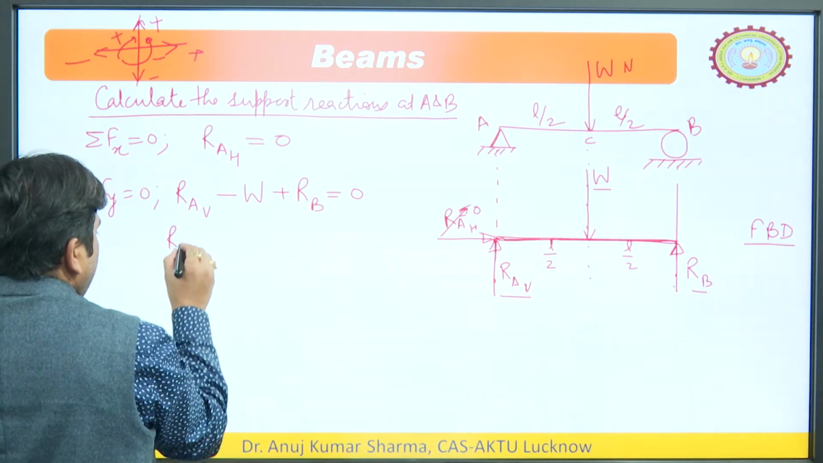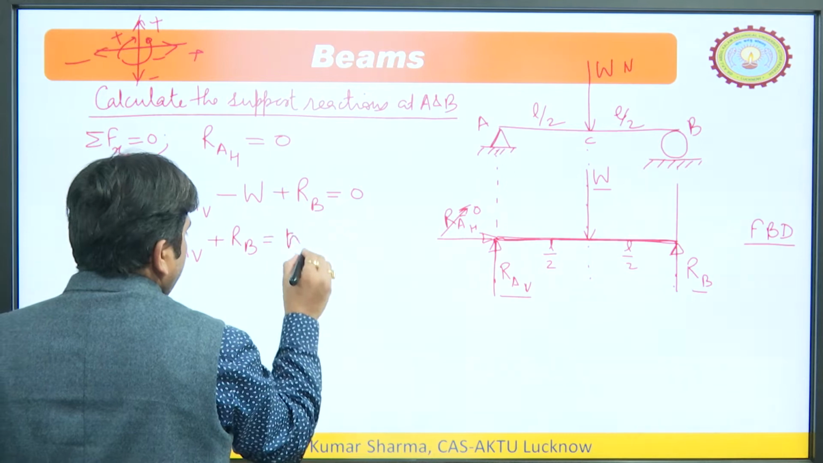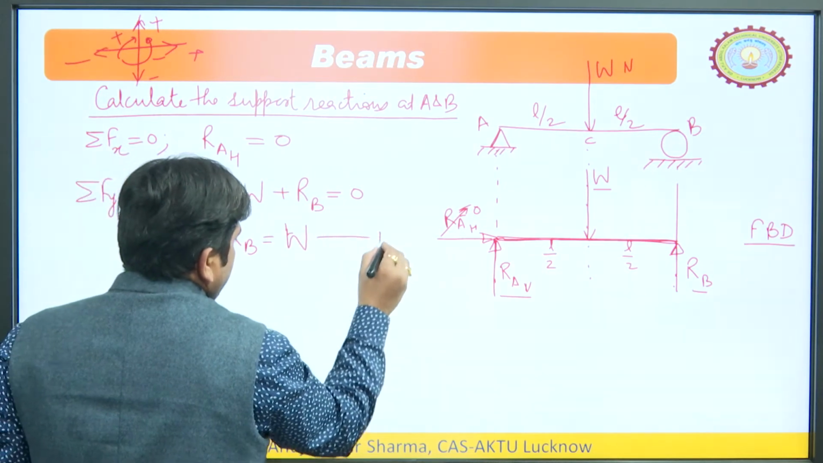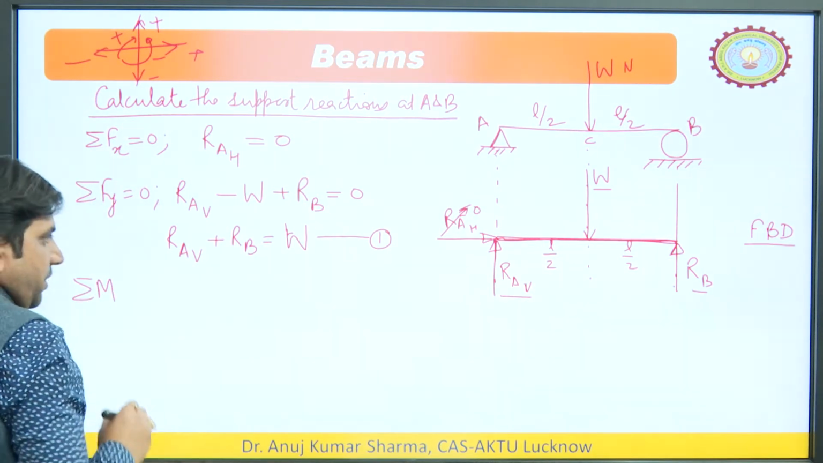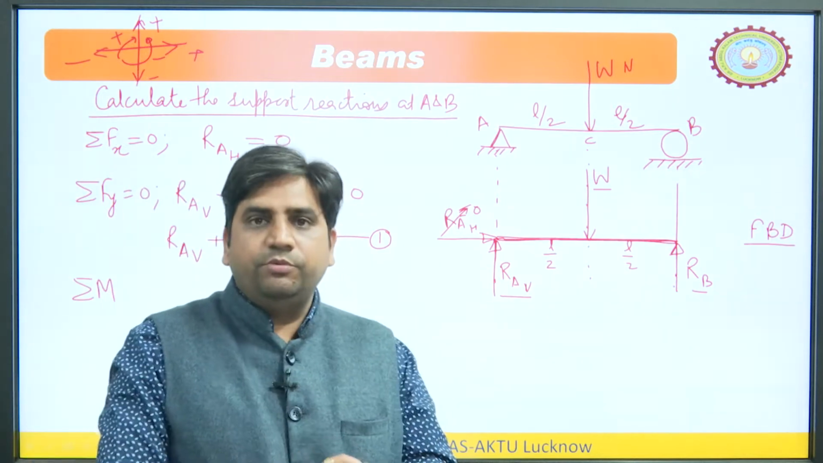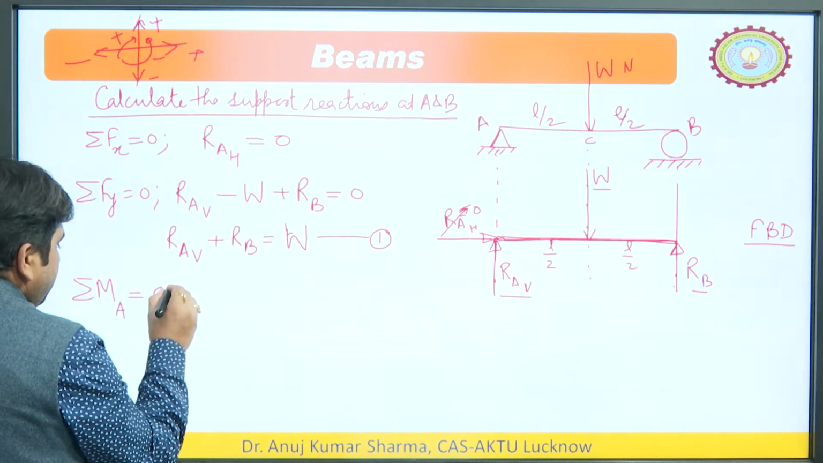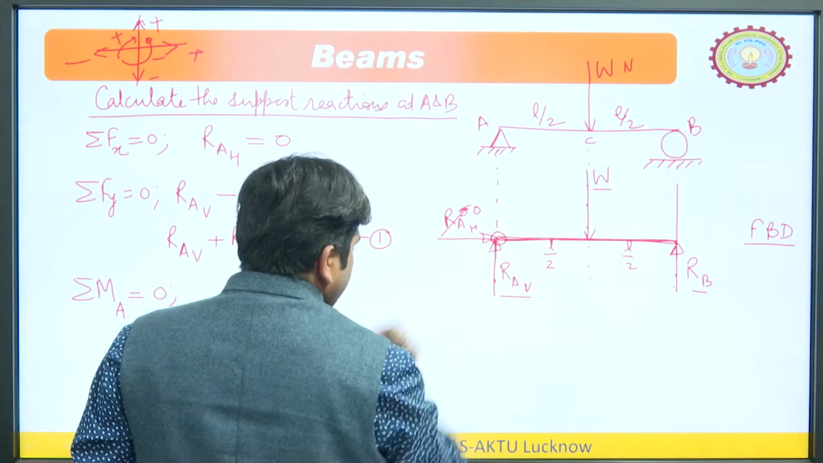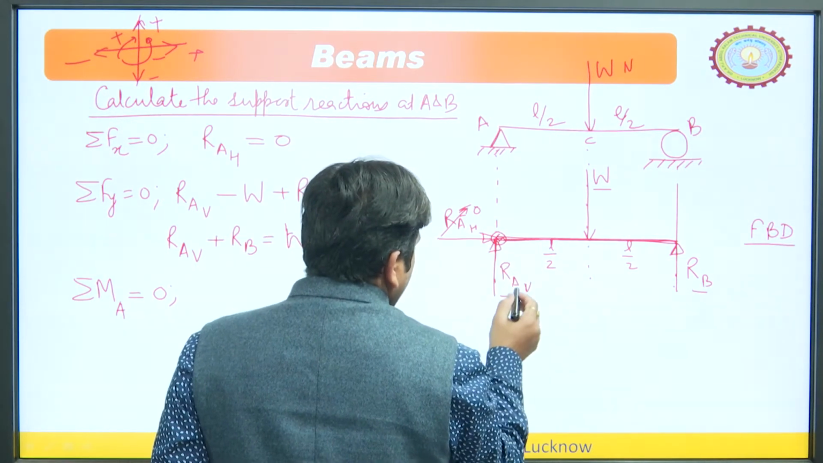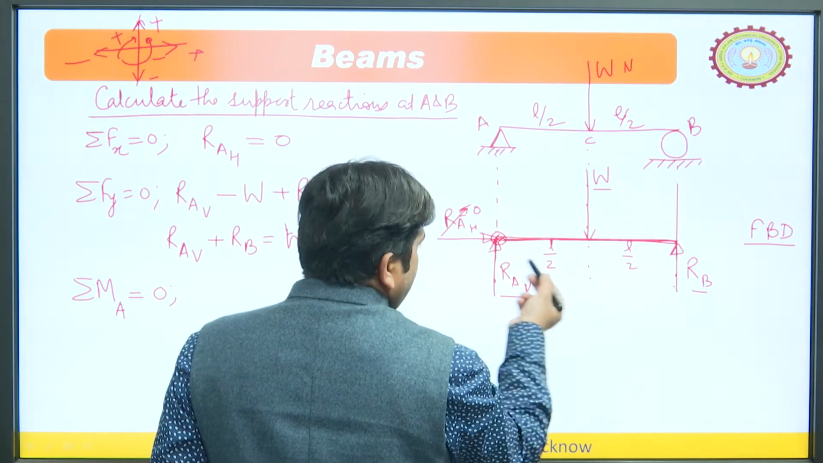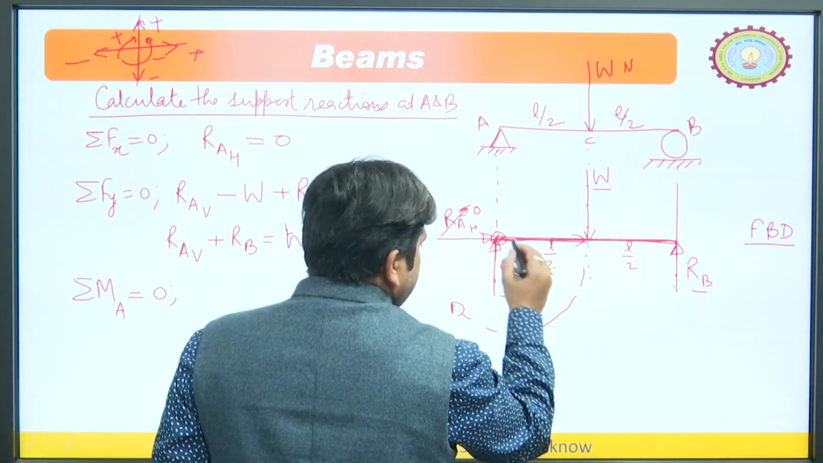What we get from here is R A V plus R B equals W. Let us say this is equation 1. Now, the third equation is sigma M. We have to define about which point we want to take moments. Let us take moment about point A, so sigma M A equals 0. These two forces pass through this point, so the moment of R A V will be 0, and R A H is also 0. The moment of W will go like this, and the perpendicular distance is L by 2.